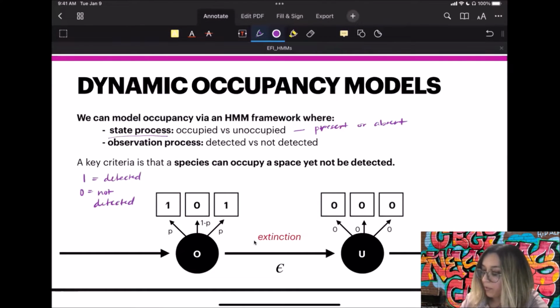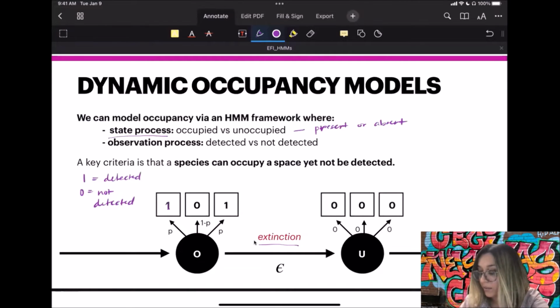So if we have a 1, it was detected, meaning that it's occupying that space. We have a 0 telling us that it was not detected, but still occupying that space. So with probability P, it will be detected, and with probability 1 minus P, it will not be detected, even if it is occupying a space. And the transition from occupied to unoccupied is referred to as extinction. And once it's unoccupied, the animal will not be detected.